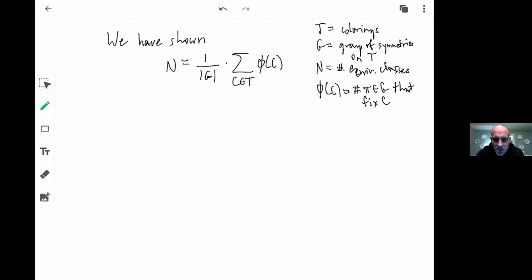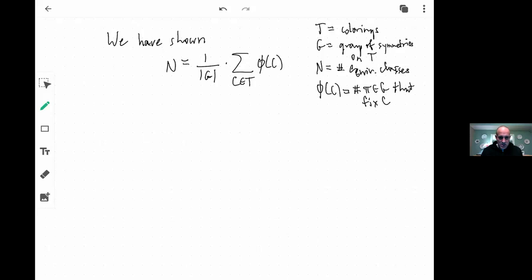T is the colorings themselves, G is the group of symmetries on those colorings, N is the number of equivalence classes when G acts on those colorings, and phi of C is the number of permutations that actually fix the coloring C. Okay, so phi of C, right? It's the number of permutations that fix that particular thing. So what we've shown is that this is the formula for the number of equivalence classes, right? So that's what we wanted to get.